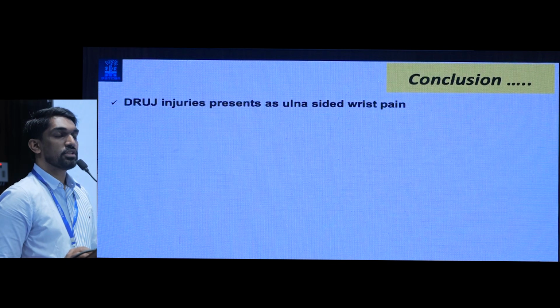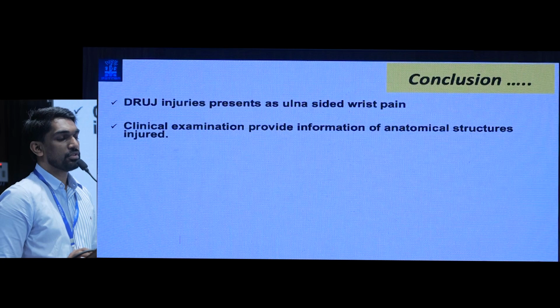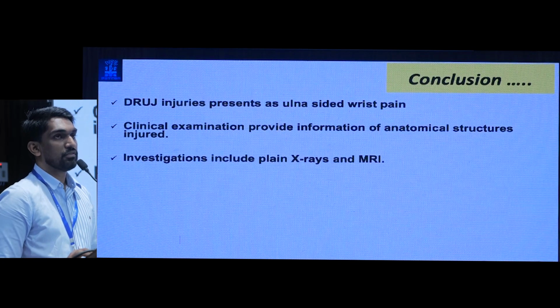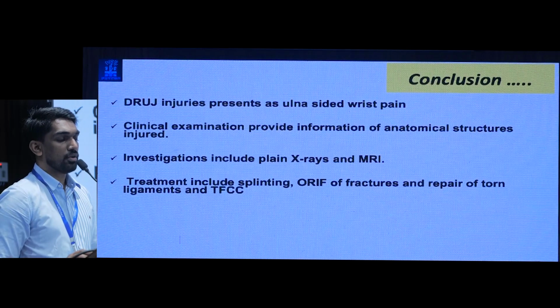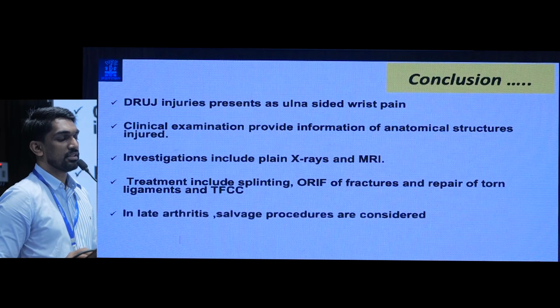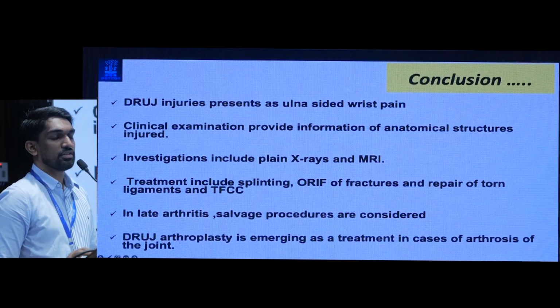So coming to the conclusion, DRUJ injuries, patients present with ulnar-sided wrist pain. Clinical examination provides information on the anatomical structures injured. Investigation includes plain X-ray and MRI. Treatment includes splinting, ORIF, and repair of torn ligaments and TFCC. In late arthritis, salvage procedures are also considered. And DRUJ arthroplasty is emerging as a treatment in case of arthrosis of the joint.